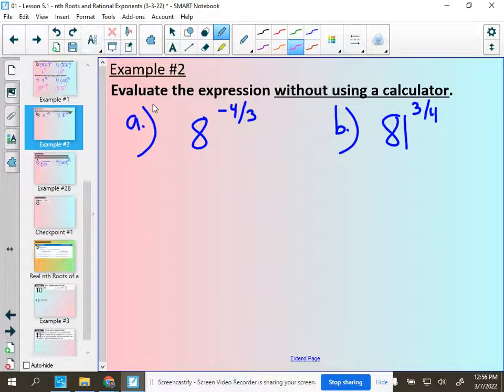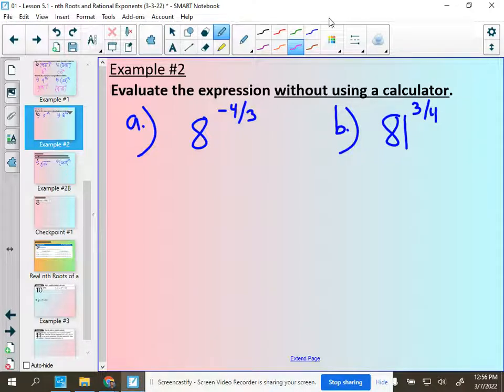So now we'll see a no calculator section as well in this chapter, like we saw in the previous one, or in other chapters. Evaluate the expression without the use of a calculator. Yikes, that's scary. 8 to the -4/3 power. Ugh. How do we do this?